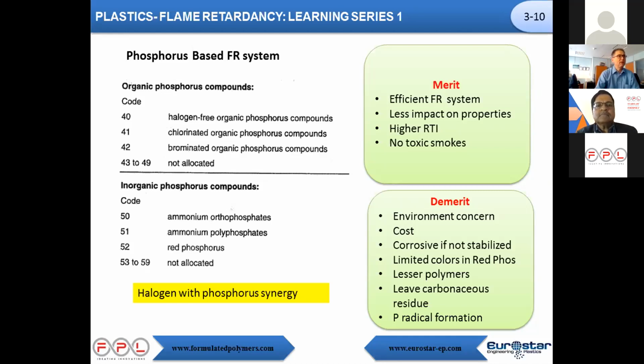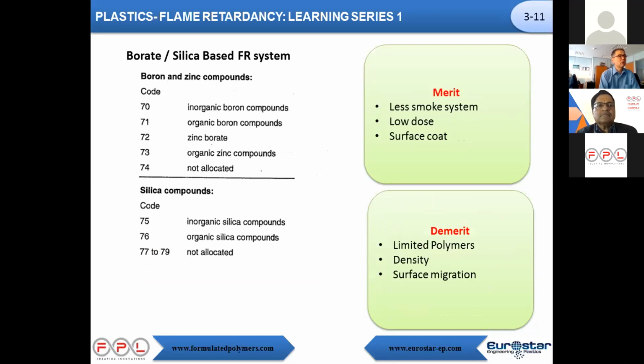So on the next page, you now have some borate or silica systems. These are not so much in use in our business of engineering plastics, but they are not to be overlooked, especially for synergists. For example, zinc borate is a very efficient synergist that can replace antimony trioxide when you are looking for high electrical properties material. So these materials are really in use.